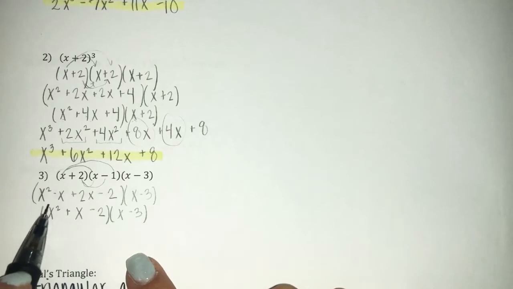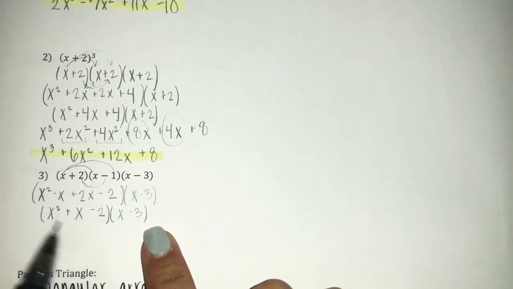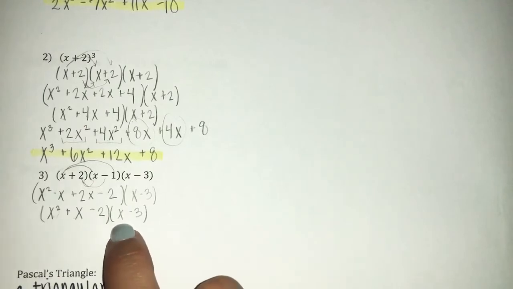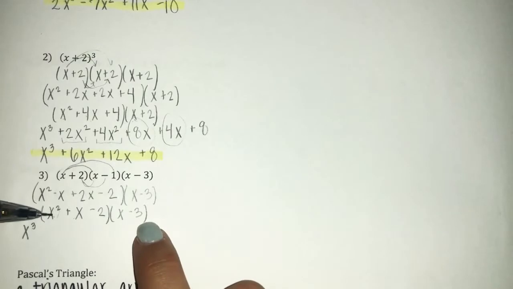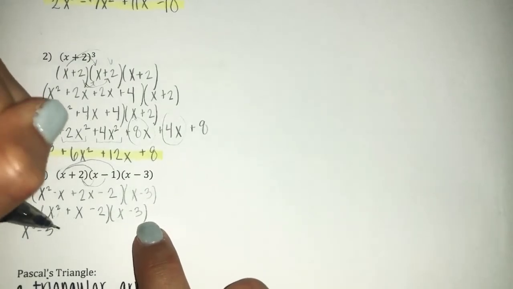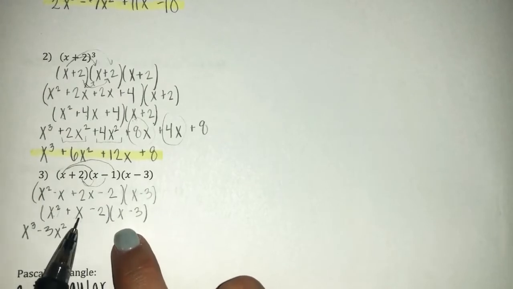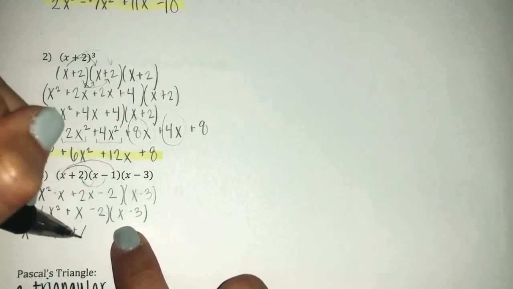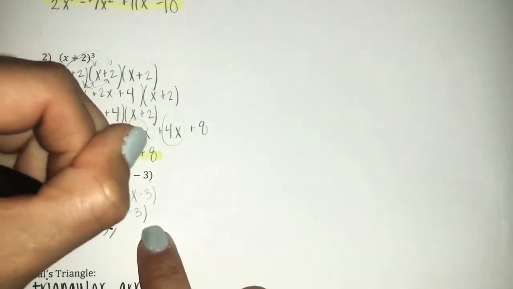So I'm going to take my x squared and multiply by both these terms, then move forward to x, then move forward to negative 2. So x squared times x would become x cubed. X squared times negative 3 would be negative 3x squared. X times x is plus x squared. X times negative 3 would be minus 3x.